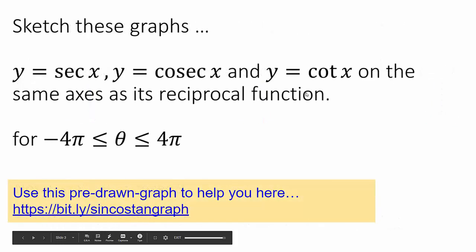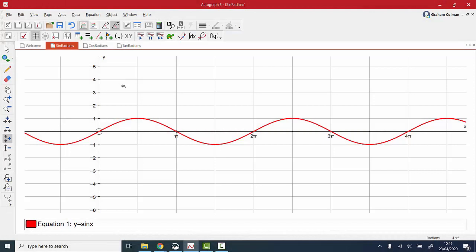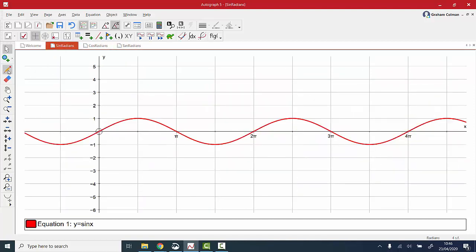Your first task would be, or could be, can you please sketch each of the graphs on the same axis as its reciprocal function? We're going to do it between minus 4 pi and all the way up to 4 pi. You could use this pre-drawn graph here to help you. You might want to pause the video at this point and download that. I'm going to use some software to help me do it. So I moved across to the software, and I've got an image of sine, cos, and tan, all in radians. You might well be thinking, but sir, they're really short. Why have you done them so short? Well, we will see.